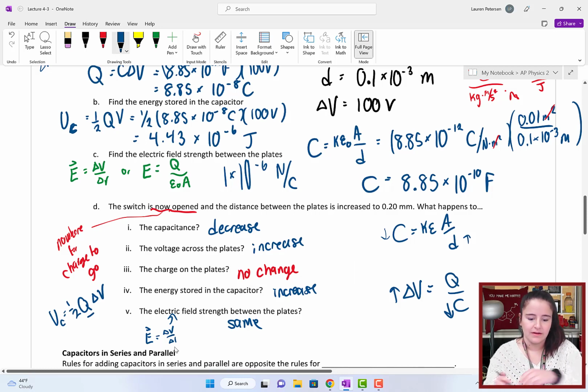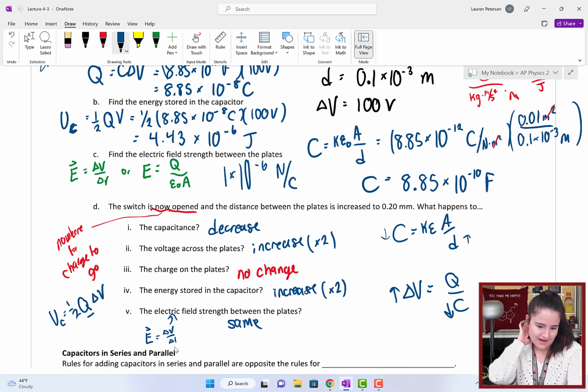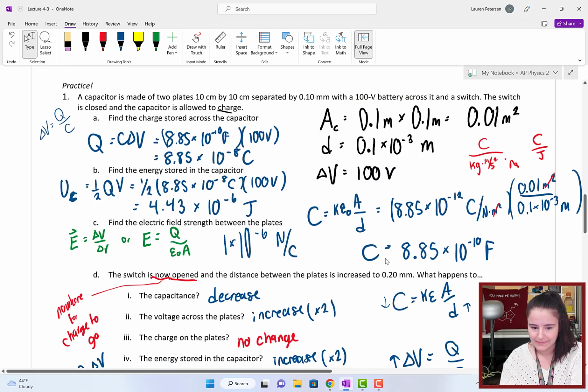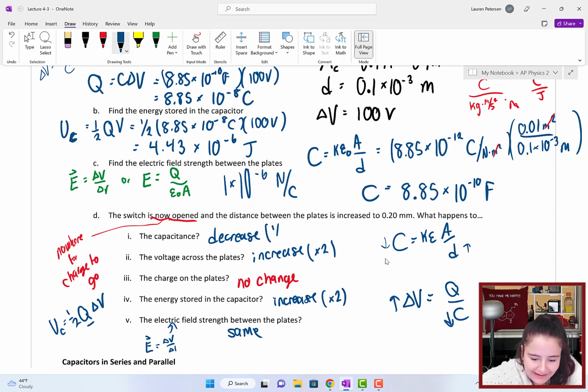Increase, and this will actually exactly double. Both of these would exactly double if you double that distance, and the capacitance would halve.